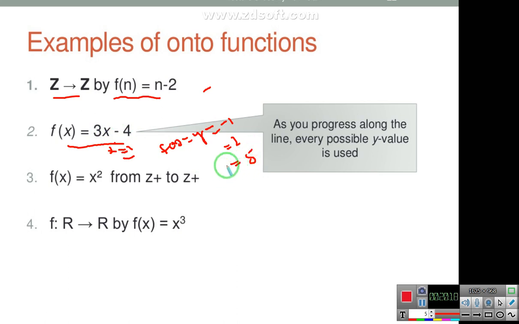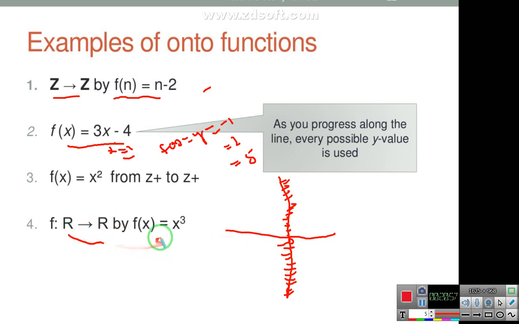and so on. So as you progress along the line, every possible y value is used, every possible value. If you put 0, 1, 2, 3, plus 1, plus 2, plus 3 and so on, every y value is used. It will start from 0, 1, 2, 3, every value is going to be used if you are putting in the different x values. So this is called an onto function, every value will be used.